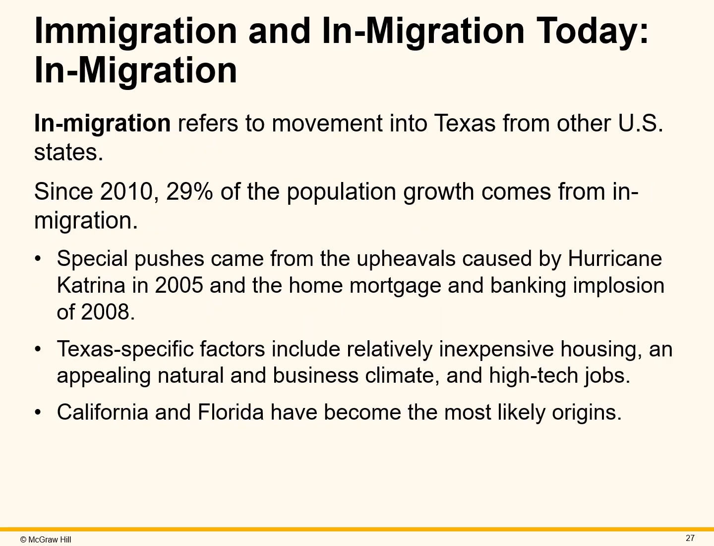Immigration and immigration today. Immigration refers to movement into Texas from other U.S. states. Since 2010, 29% of the population growth comes from immigration. Special pushes came from the upheaval caused by Hurricane Katrina in 2005 and the home mortgage and banking implosion in 2008. Texas-specific factors included relatively inexpensive housing, an appealing natural and business climate, and high-tech jobs. California and Florida became the most likely origins.